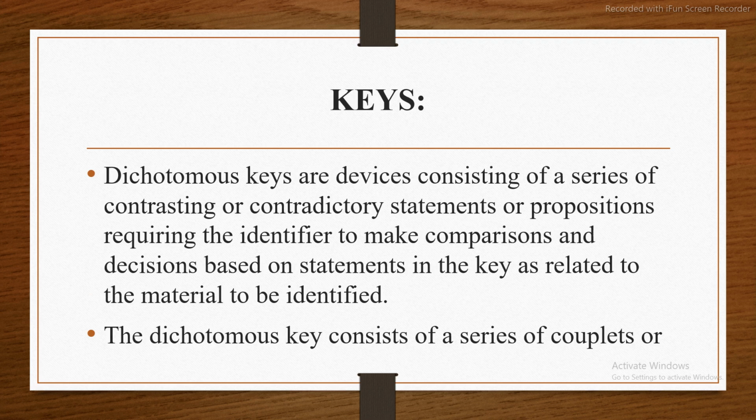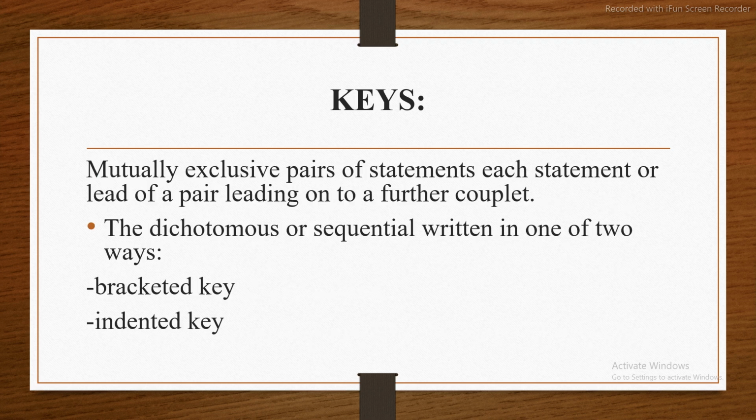Dichotomous keys are devices consisting of a series of contrasting or contradictory statements or propositions, requiring the identifier to make comparisons and decisions based on the statements in the key as related to the material to be identified. The dichotomous keys consist of a series of couplets or mutually exclusive pairs of statements, each statement or lead of a pair leading on to a further couplet. The dichotomous or sequential keys are written in one of the following ways. First is bracketed key and second is indented key.